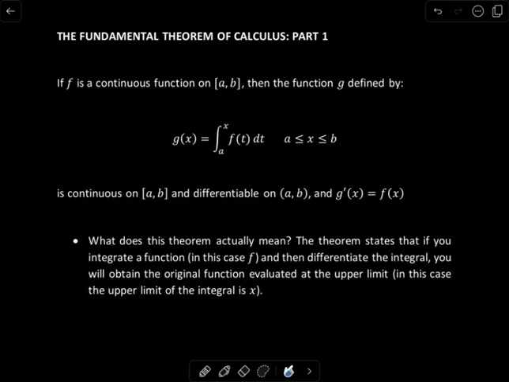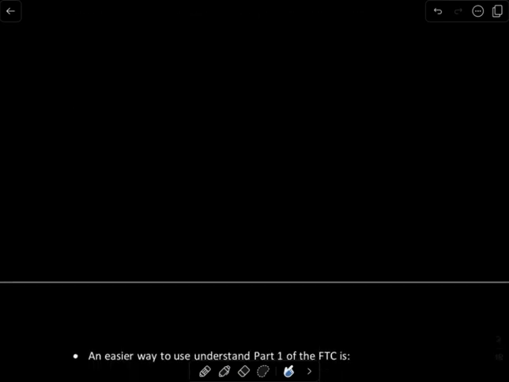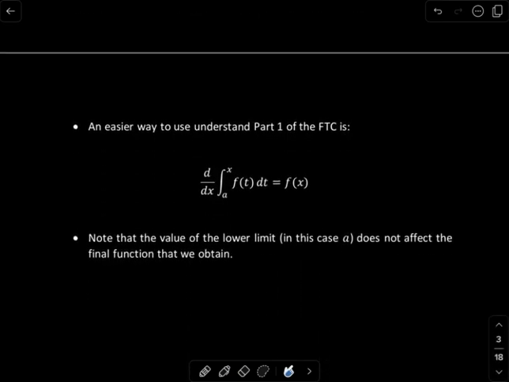An easier way that I like to remember it is as follows. An easier way to understand part 1 of the FTC is this. Instead of introducing that whole g of x and g prime of x, I like to think about it like this. I'm going to give you the f function, and it's dealing with what I like to call a dummy variable t.